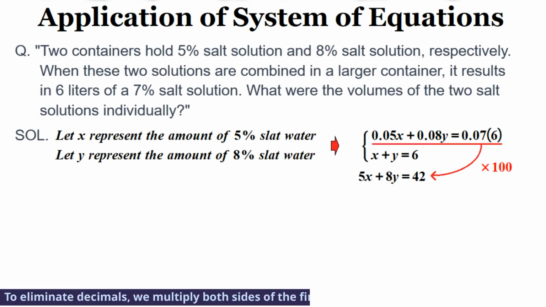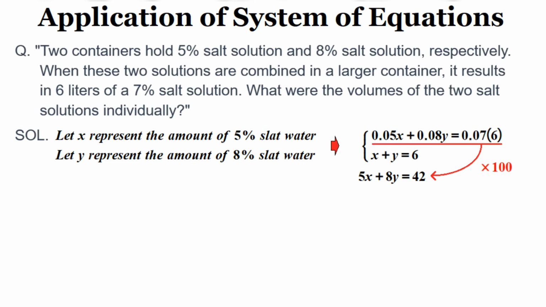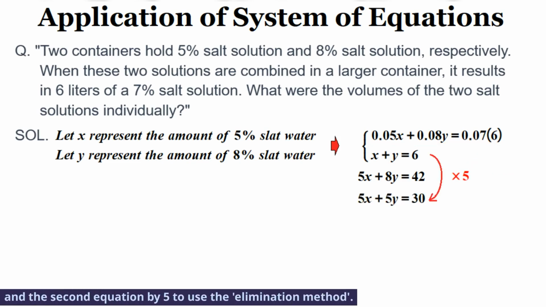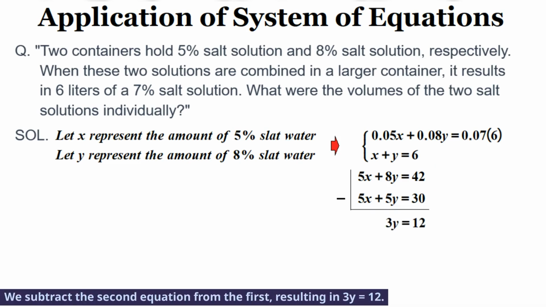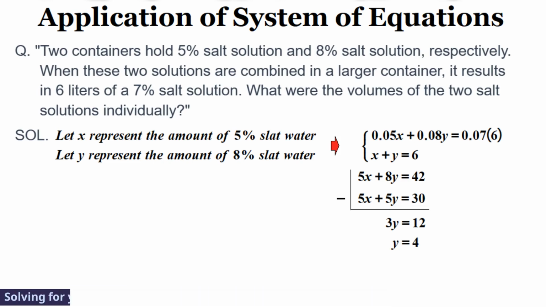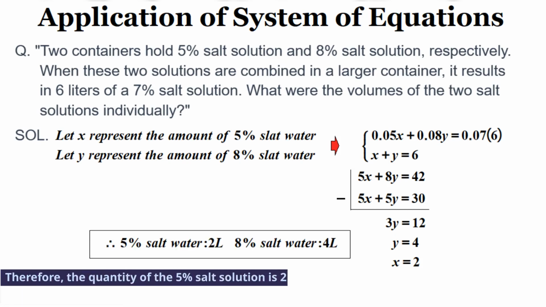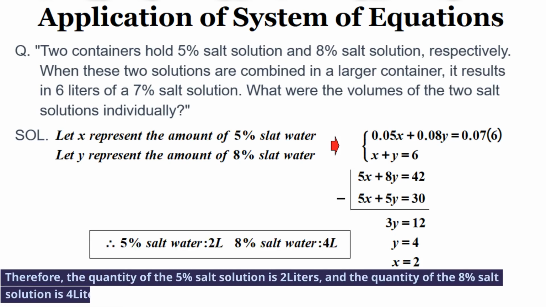To eliminate decimals, we multiply both sides of the first equation by 100, and the second equation by 5 to use the elimination method. We subtract the second equation from the first, resulting in 3y equals 12. Solving for y, we find y equals 4. Consequently, x equals 2. Therefore, the quantity of the 5% salt solution is 2 liters, and the quantity of the 8% salt solution is 4 liters.